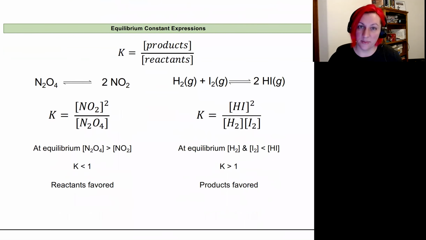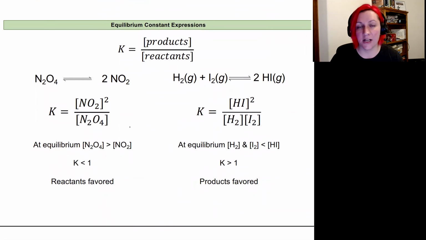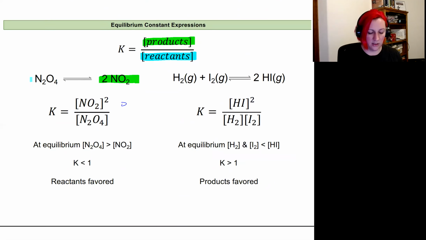Let's look at some examples of this. Here are the two reactions we've already looked at, and we'll keep looking at through examples. First I have N2O4 in equilibrium with 2NO2. In this one, remember, I'm always going to take my products over my reactants. So I've got my products over my reactants. In this reaction, my reactant is the N2O4, so it goes in the bottom, and my NO2 is my product, so it goes on the top.